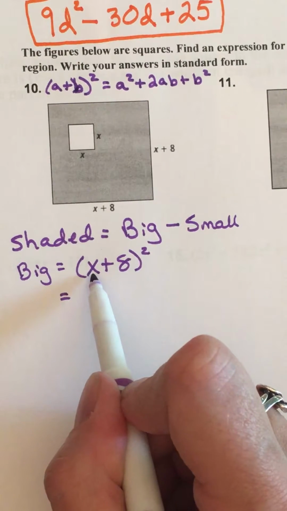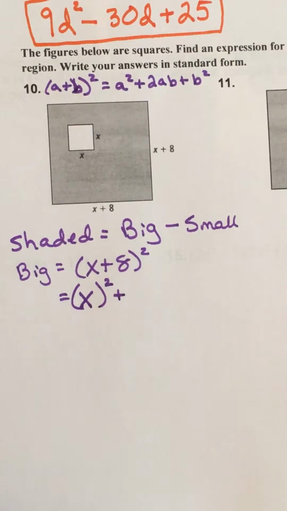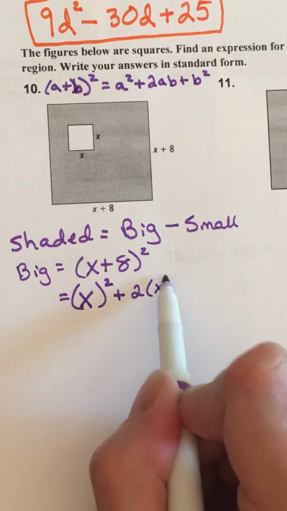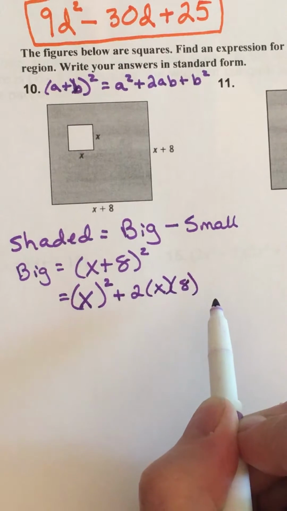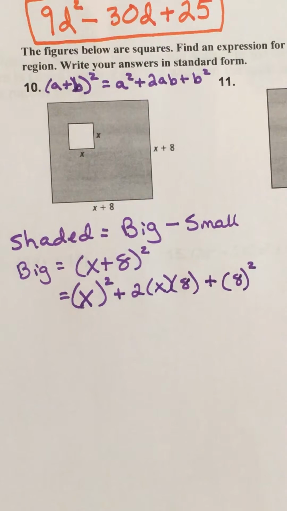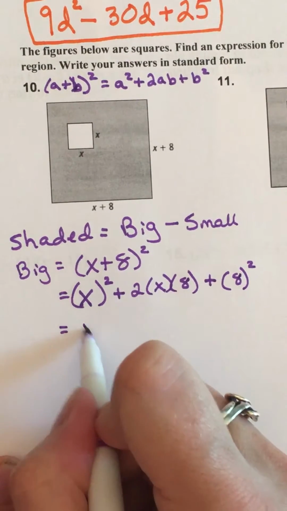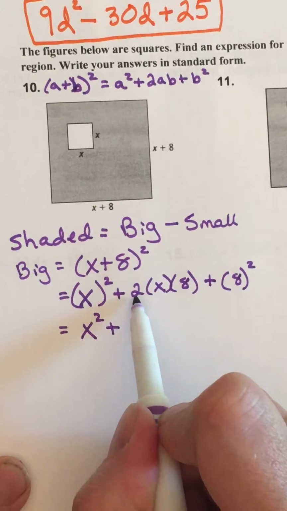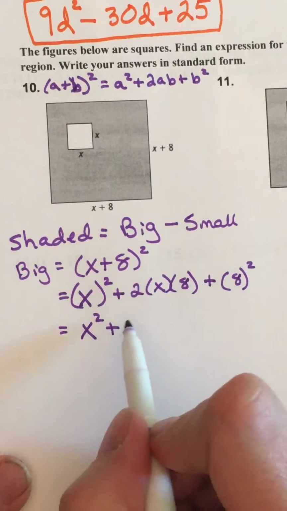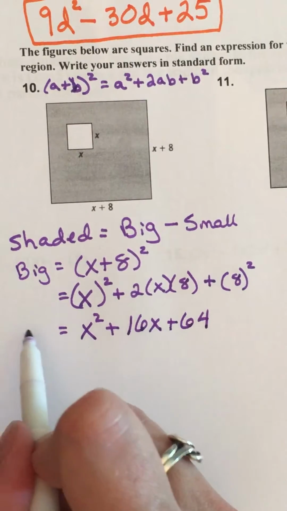Okay. a is my first term. My first term is x. x squared plus 2 times my first term times my second term plus my second term squared. Did you use your parentheses? I sure hope so. You can never go wrong with parentheses. They're your friend. All right, so x squared plus 2 times 8, 16x, plus 64. So this is my big.